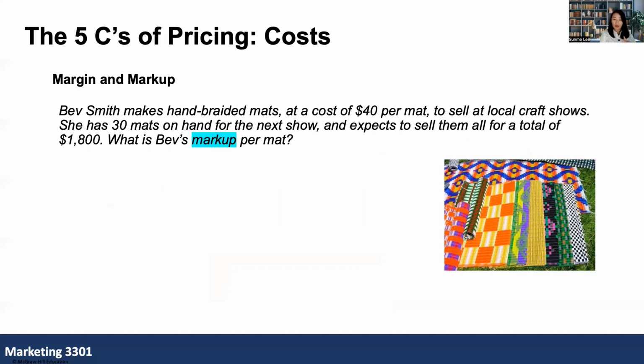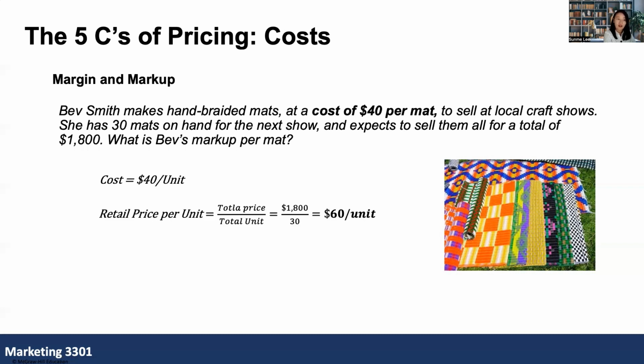So we have 3 questions. I want you to stop at every question and think about how you can calculate this, and then I will explain it. How can we calculate the markup here? The equation is profit divided by cost. The cost is $40 per unit. And then how can we calculate the retail price per unit?